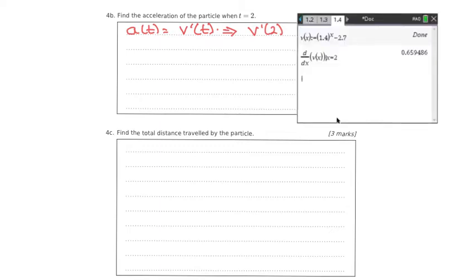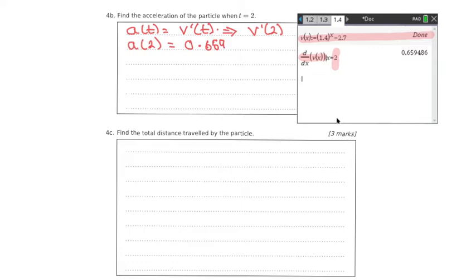4b, find the acceleration of the particle when t is equal to 2. Well, the acceleration is equal to the velocity derivative v dash of t. So therefore, we want v dash of 2. Use your GDC. The first thing you need to do is define your velocity function and then differentiate your velocity function when x is equal to 2. So therefore, the acceleration at 2 is equal to 0.659 to 3 significant figures.